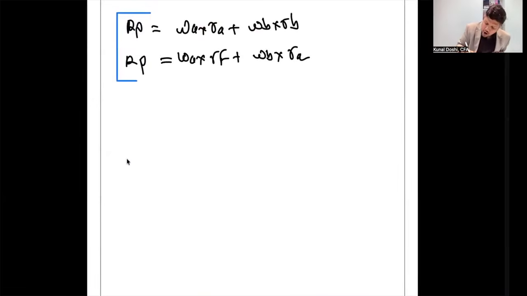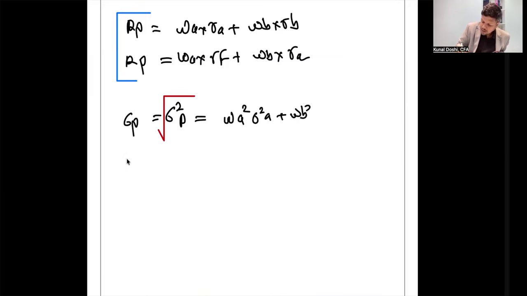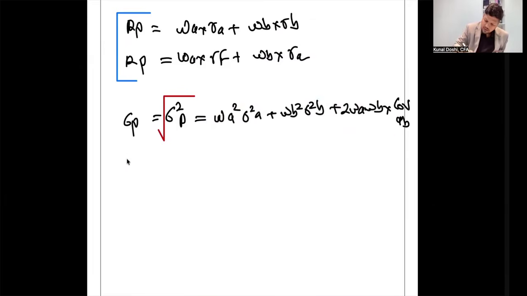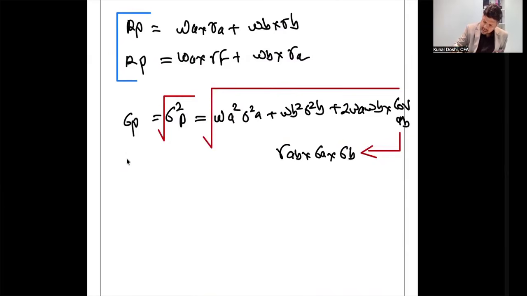Portfolio risk. Risk is always calculated in variance, converted into standard deviation. So portfolio risk, we already did that in quants, but let us repeat. Weight of A square, variance of A, weight of B square, variance of B, and 2 WA WB multiplied with covariance AB. Covariance AB can also be replaced with correlation AB into standard deviation A into standard deviation B. All of this into root. If they ask you standard deviation, use the root; if they don't ask you standard deviation, you can keep it as it is.